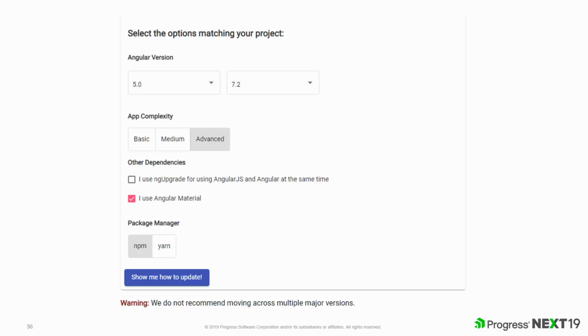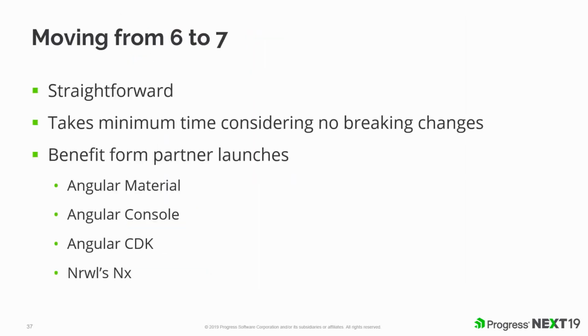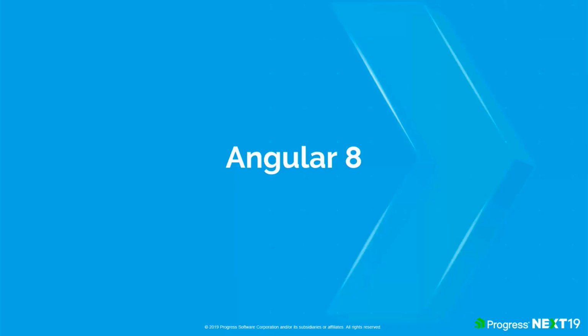This is what the Angular update page looks like. So I was telling you, if you're on version 5 and you want to go to 7, you just plop it in here, and it'll give you information on how to do that update. So just really a recap, going from 6 to 7 is pretty straightforward. If you're on version 6, you want to go to version 7, and you don't have a big app, it's probably going to take you maybe a day or less to get your team to complete this upgrade.